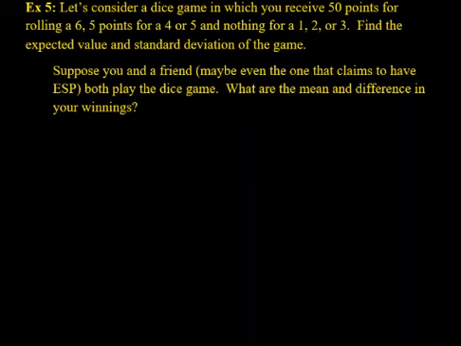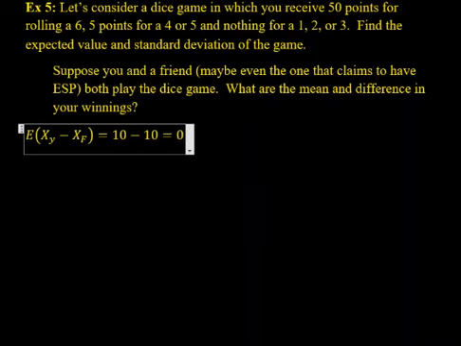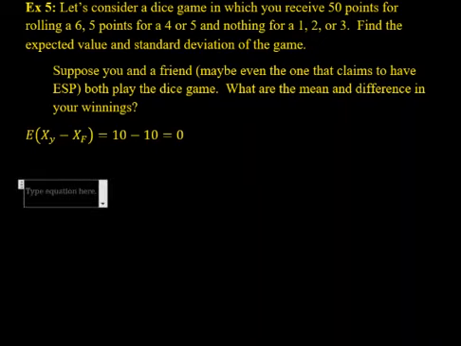Okay, suppose you and a friend both play the dice game. What are the mean and standard deviation of the difference in your winnings? So slightly different here, the expected value of x minus y, so you minus your friend, will equal 10 minus 10, which is 0. You still have the same expected value for both you and your friend. So there should be no difference on average.